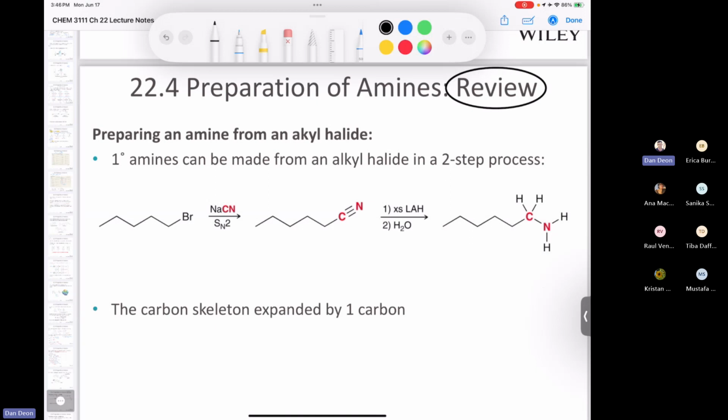The first one is making a primary amine from an alkyl halide by an SN2. If we use cyanide, remember CN- is cyanide, and it's a good nucleophile. If you have a cyanide ion with a lone pair here and a lone pair here, it can do an SN2 like this, and you end up with a nitrile. Then you can reduce the nitrile using lithium aluminum hydride and then aqueous workup, and that would give you a primary amine. So that's one way to make an amine.